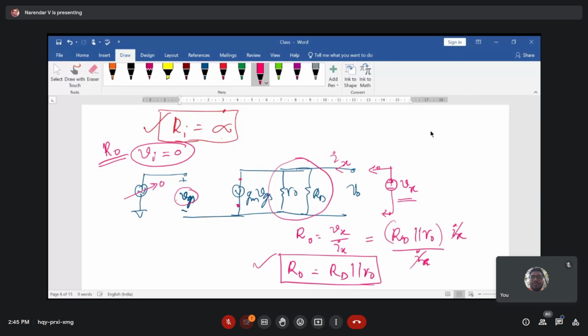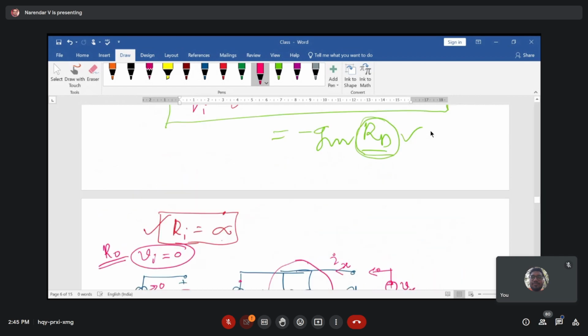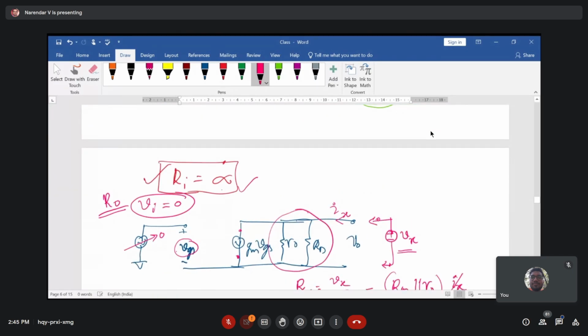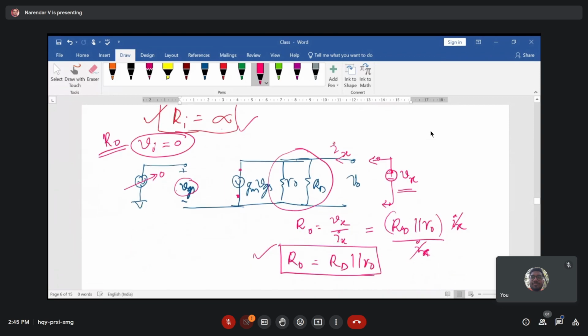So we have estimated three parameters: gain, input resistance, and output resistance of an amplifier. The gain of the amplifier is given as minus GM times R naught parallel RD. Input resistance is given as infinite. Output resistance is RD parallel with R naught. These are some of the parameters by which you can analyze the performance of your amplifier.